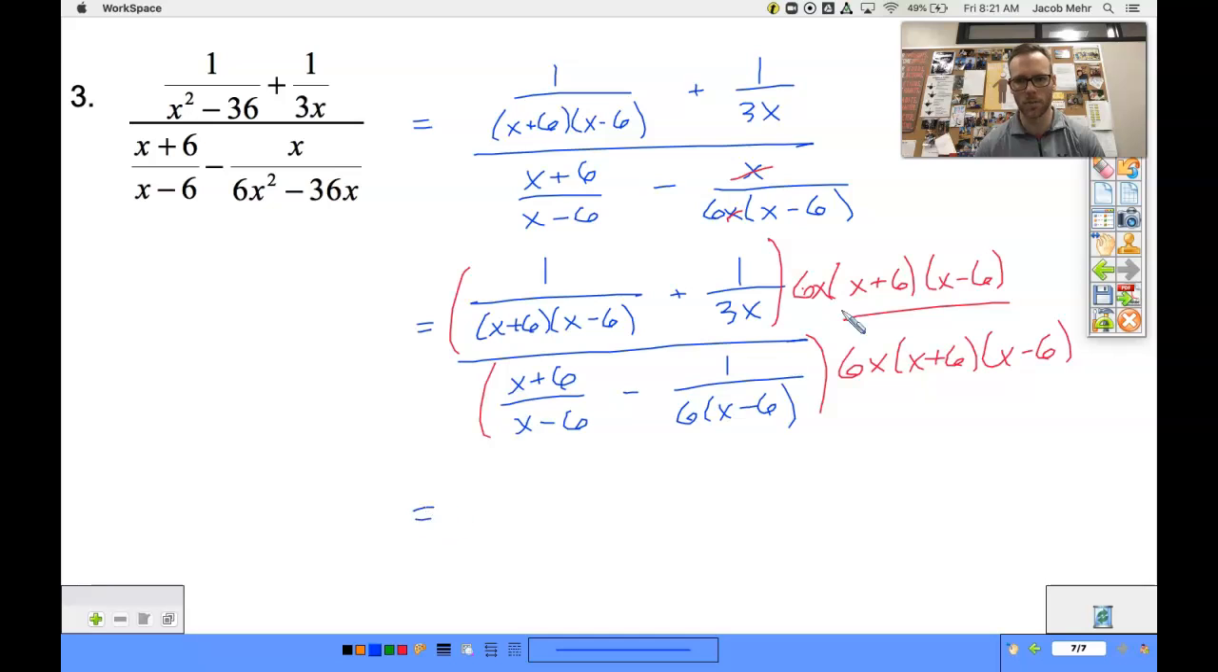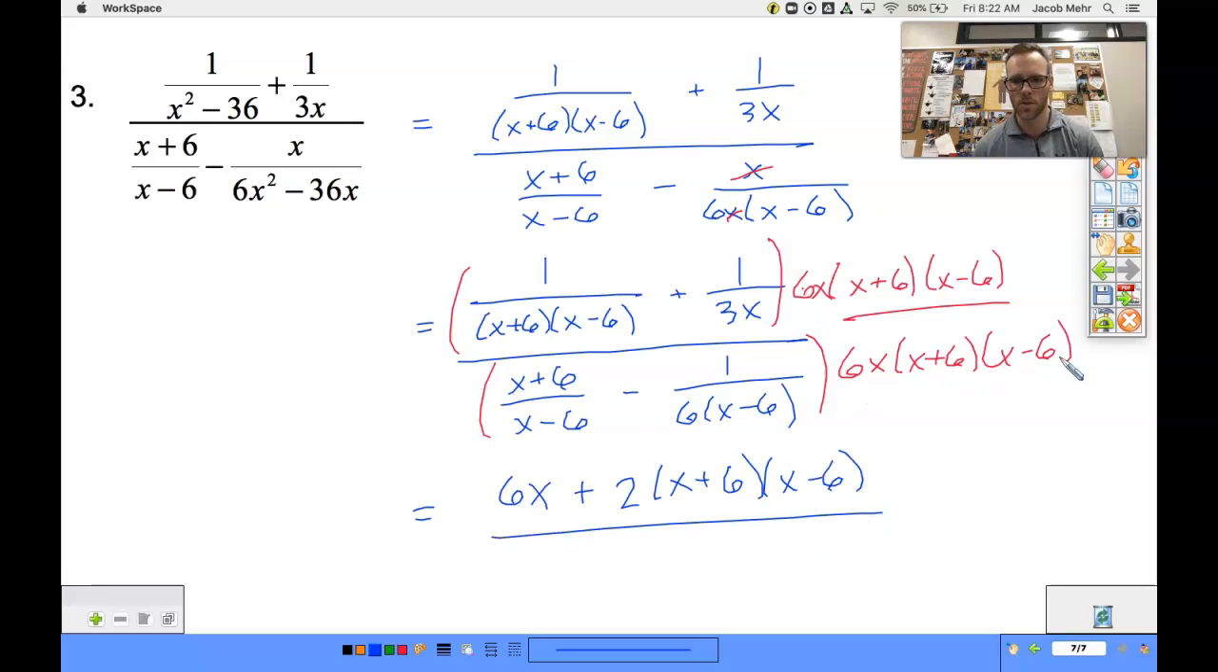All right, time to distribute. I'm going to take this entire LCD times this fraction. If it's helpful for you to write this LCD next to that fraction, you're welcome to do that. I'm not going to. I can mentally handle this. So when I distribute this in, notice the x plus 6's would cancel, the x minus 6's would cancel, and the only thing left would be 6x. Plus. Now, when I multiply this to that term, notice the 3 and the 6 is going to reduce to a 2. The x's would cancel, and we would still have x plus 6, x minus 6.